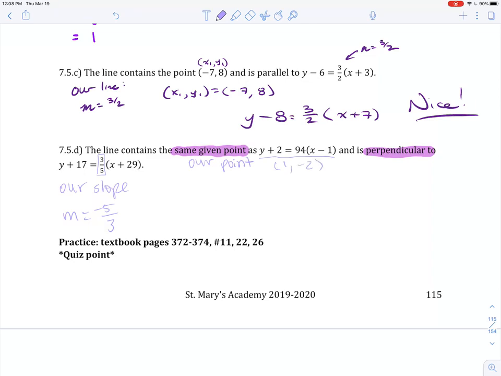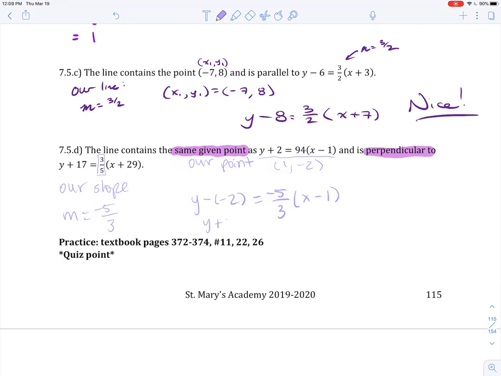And our point we've gotten from this equation. So if you want to write it out for yourself to remind yourself, that's great. We have a point 1, negative 2. Okay, then we can just put that information all together into our equation of a line. So we have y minus our y value, which is negative 2, is equal to the slope of negative 5 over 3 times x minus the x value of 1.